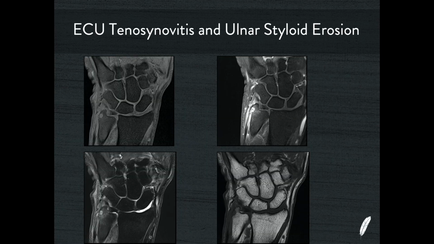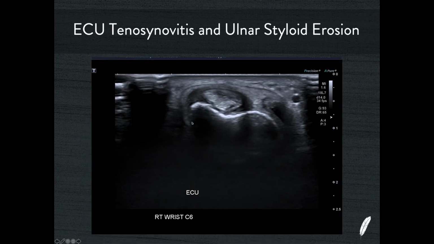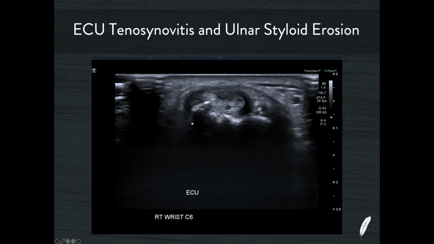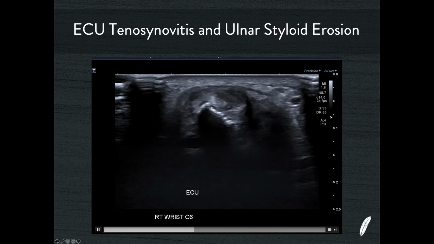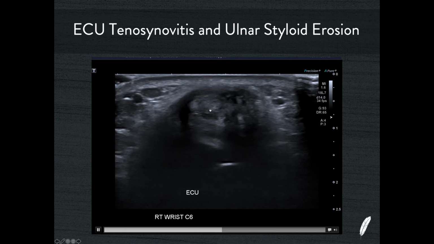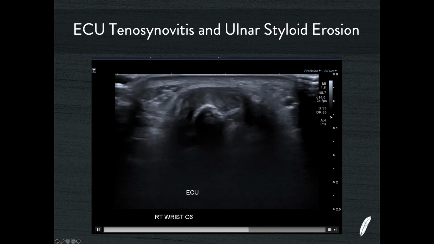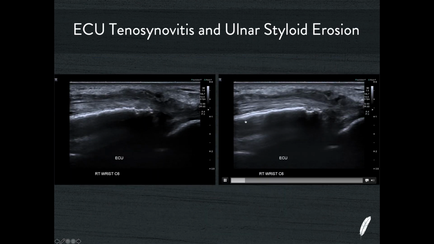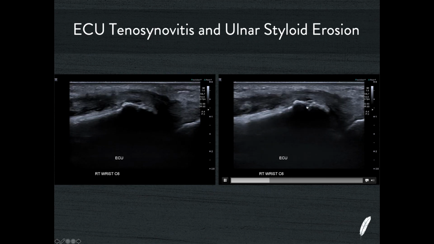So this is the same patient with an MRI, and you can see the erosion beautifully on the MRI. But what I'm going to urge you to do is to really have a look with the ultrasound. And next time you see ECU tenosynovitis like this, sure, make that diagnosis, but then look at the bone. And if you look at the ulnar styloid underneath this ECU here, you can see the erosion. And then when we go long axis on this one, you can really see that there is a clear erosion here. And this is a classic rheumatoid disease.